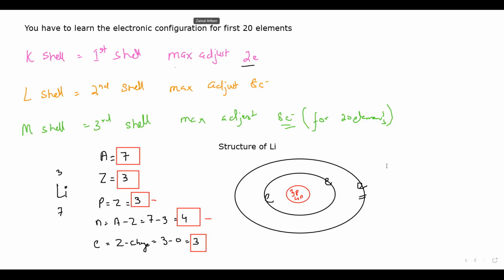And what is the electronic configuration? Electronic configuration shows how many electrons are there in each shell. So in the first shell we are having 2 electrons, and in the second shell we have only 1 electron. So it will be 2 comma 1.